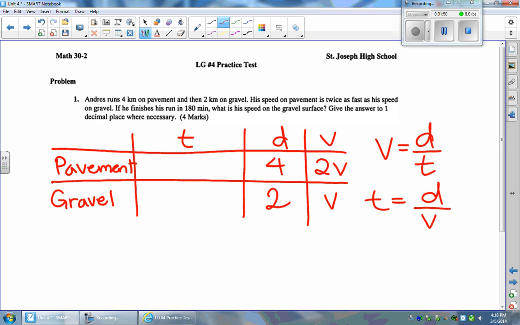Now if we look at our time in terms of our time equals distance over speed formula, we can set up 2 fractions that represent the time for each of pavement and gravel. So the time on pavement is going to be my distance on pavement, which is 4, divided by my speed on pavement, which is 2 times my speed on gravel. Now my time on gravel is going to be my distance on gravel divided by my speed on gravel.